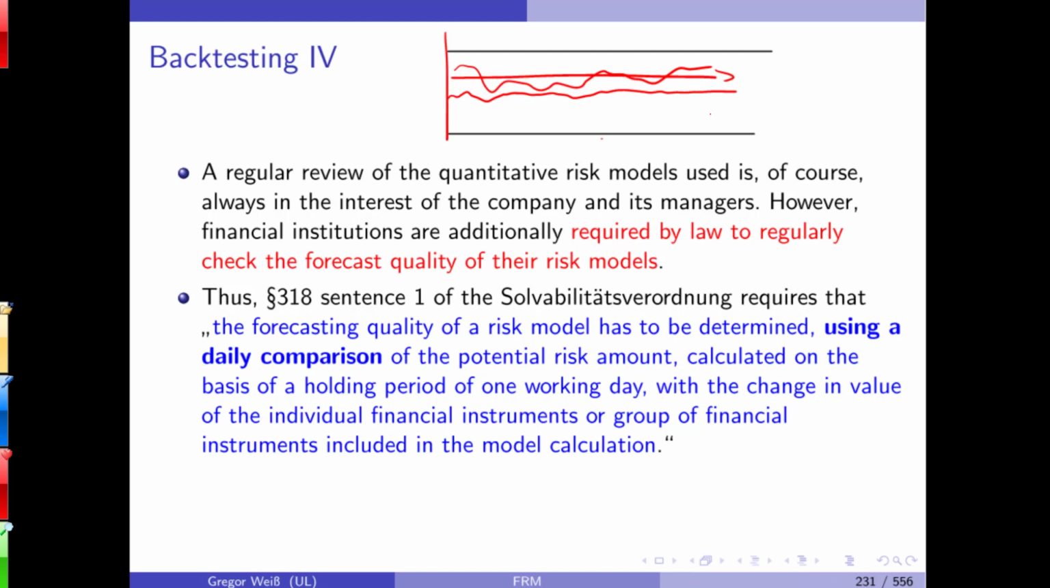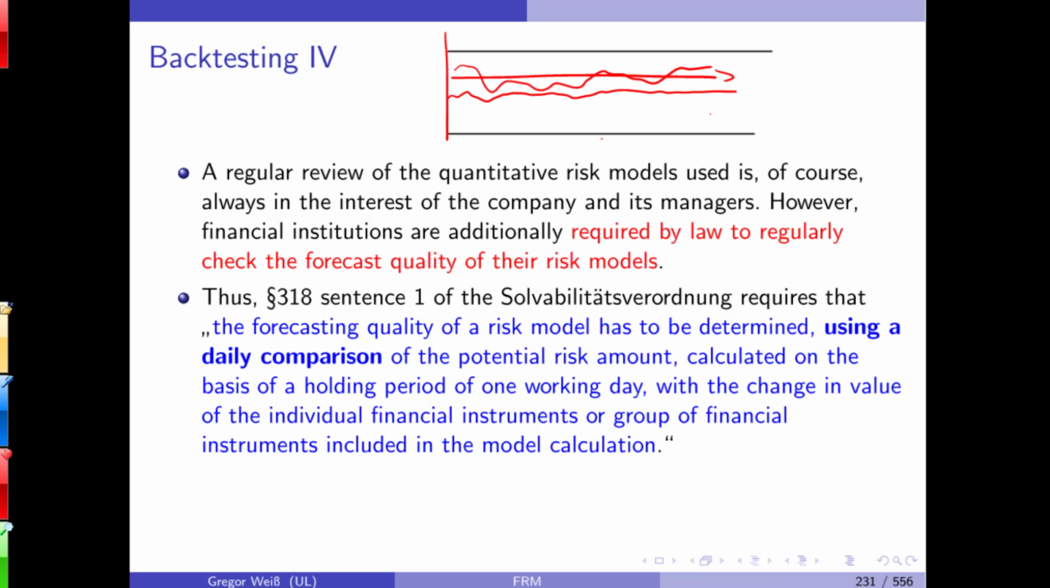And it makes sense that a risk manager is always intrinsically interested in such a good fitting risk model, because a risk manager should manage risk, it should keep risk under control. However, with banks and financial institutions, you also have a legal obligation to do such backtesting. For example, if you look at paragraph 318, sentence 1, of the German Solvabilitätsverordnung, that is mandatory for banks in Germany, it requires that the forecasting quality of a risk model has to be determined using a daily comparison of the potential risk amount calculated on the basis of a holding period of 1 working day with a change in value of the individual financial instruments or group of financial instruments included in the model calculation.